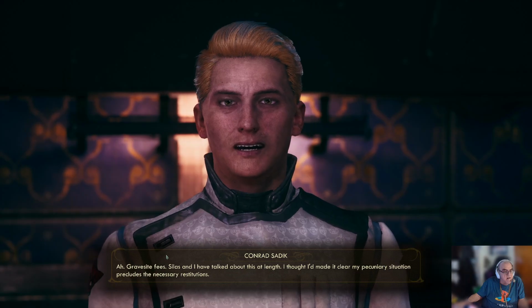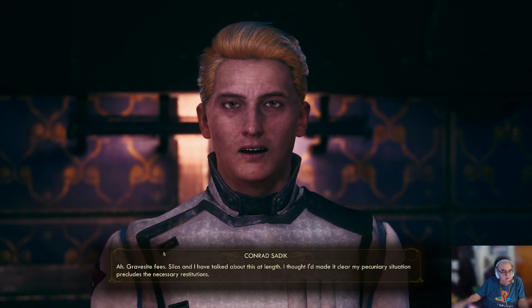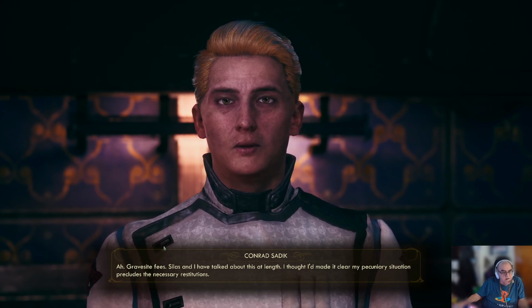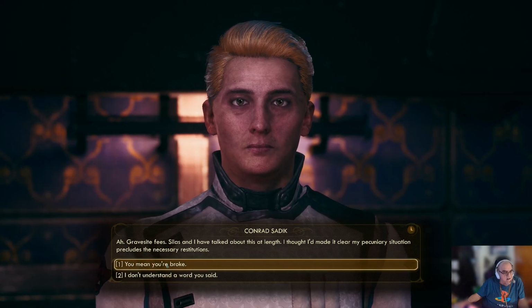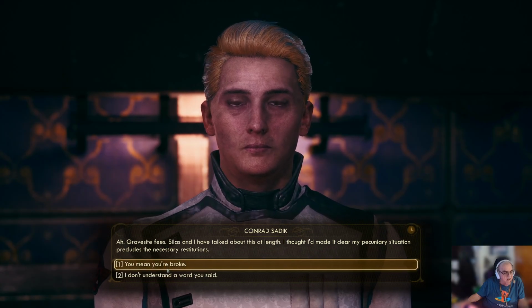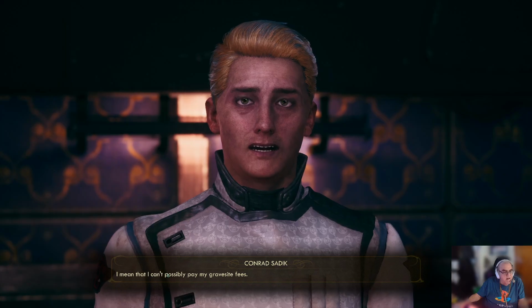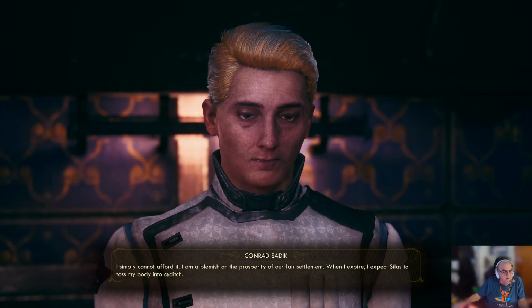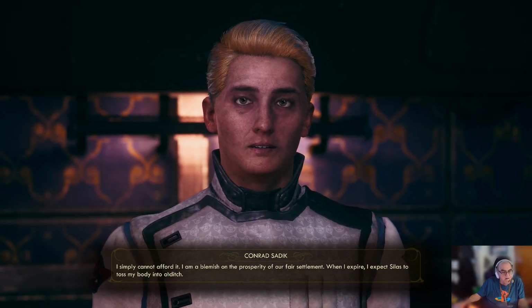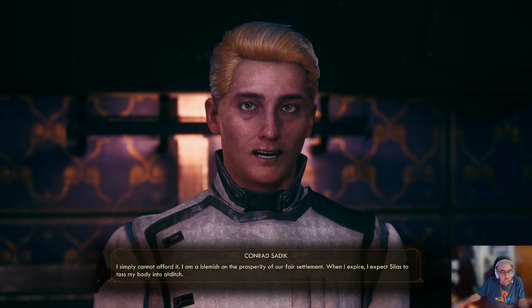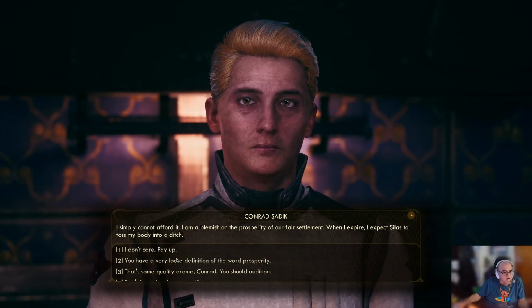Ah, gravesite fees. Silas and I had talked about this at length. I thought I'd made it clear my pecuniary situation precludes the necessary restitutions. I mean that I can't possibly pay my gravesite fees. I simply cannot afford it. I am a blemish on the prosperity of our fair settlement. When I expire, I expect Silas to toss my body into a ditch.